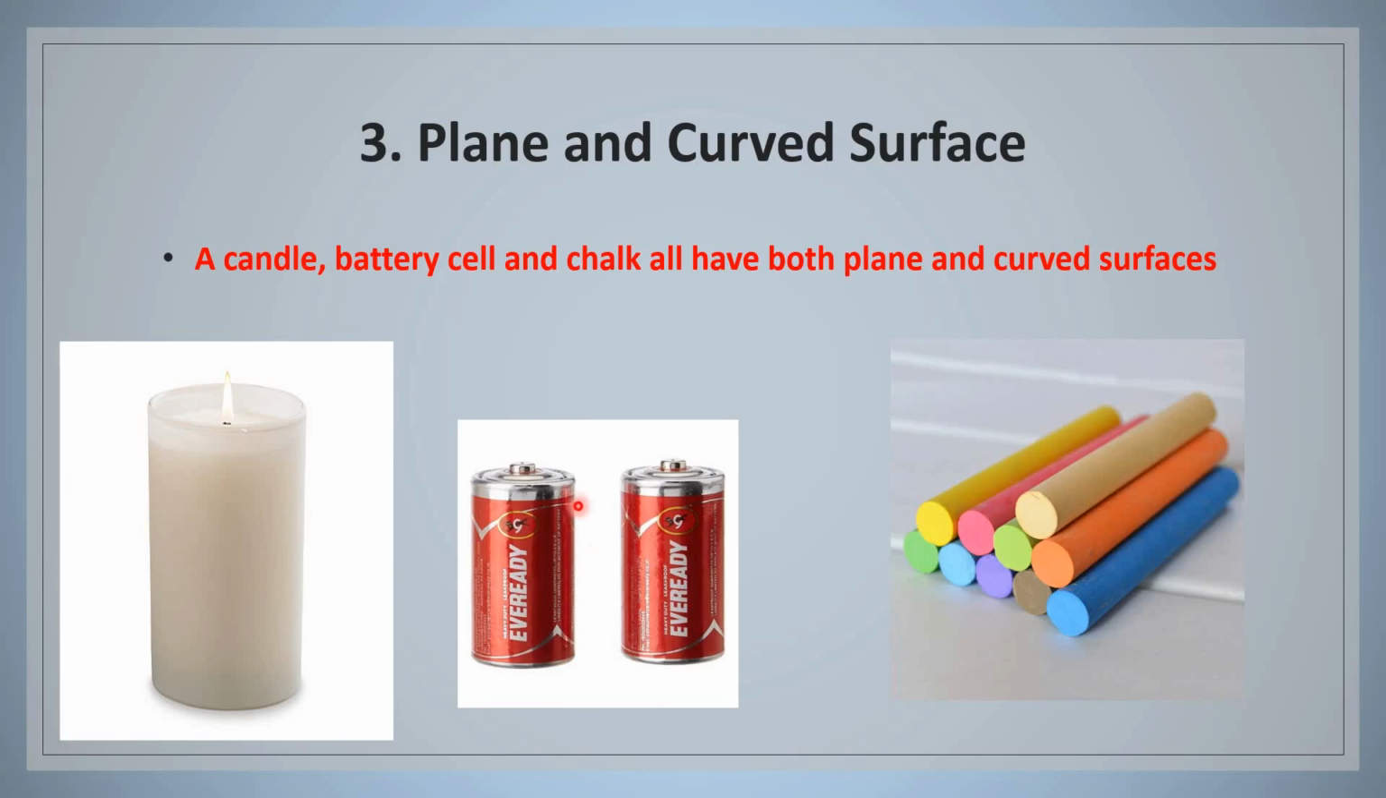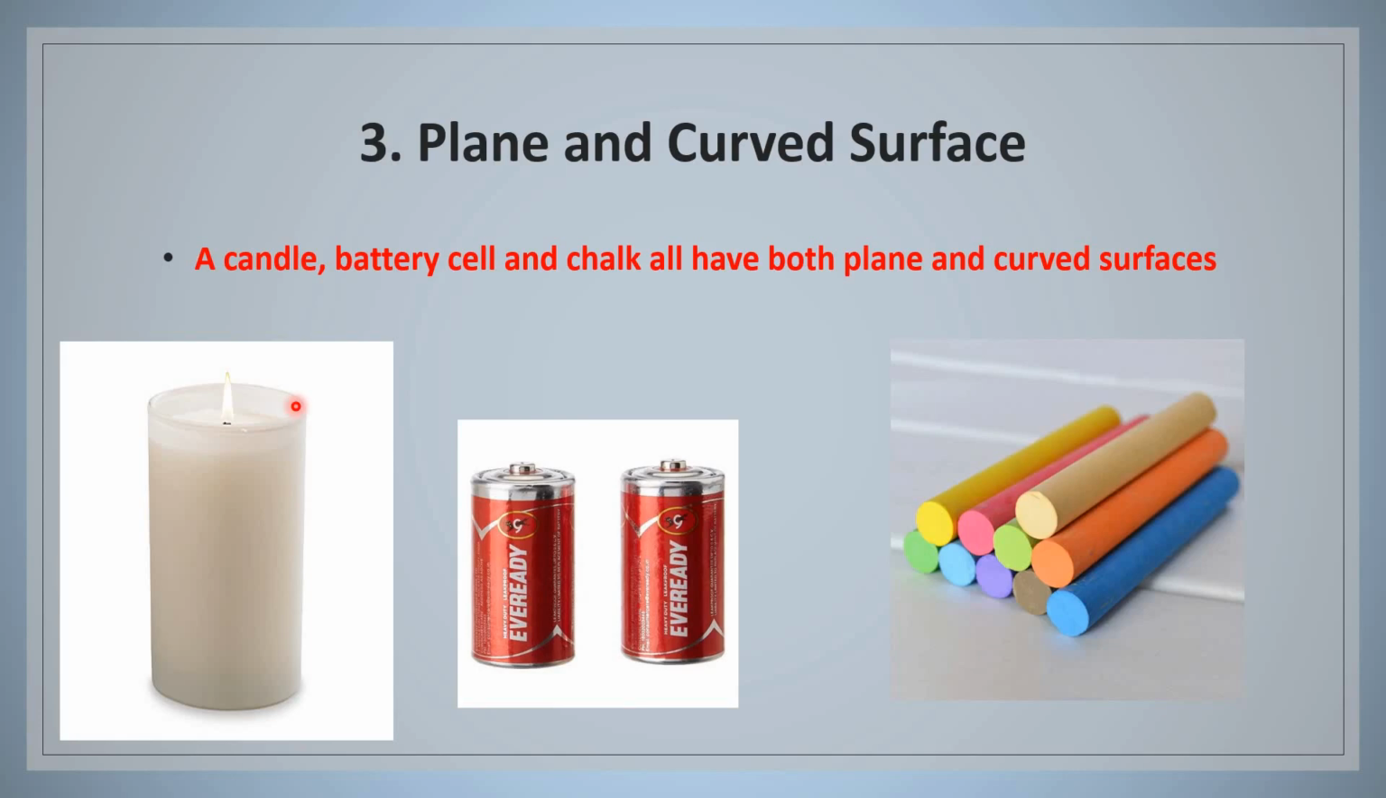Next is a battery. Here the vertical part has the plain surface, that is a flat surface, and here it is round in shape, so therefore it is a curved surface. In the same way in the chalk, the standing vertical part, when you hold it vertically, has a plain surface, and the way you hold it in your fingers, it has a curved surface. So therefore, candle, battery cell, and chalk have plain and curved surfaces.